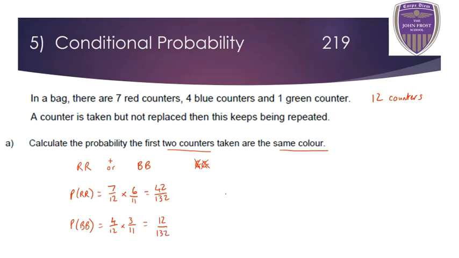Now, to get the probability that they're the same color, we add these two together. So the probability that they're the same color is just adding together 42 over 132 plus 12 over 132. When you're adding fractions, the denominators need to be the same, which they are. So add the numerators together. 42 add 12 gives me 54. So my answer is 54 over 132. Now, you'll get full marks if you leave your answer as that. It does simplify, and if you have done that, it simplifies to 9 over 22.